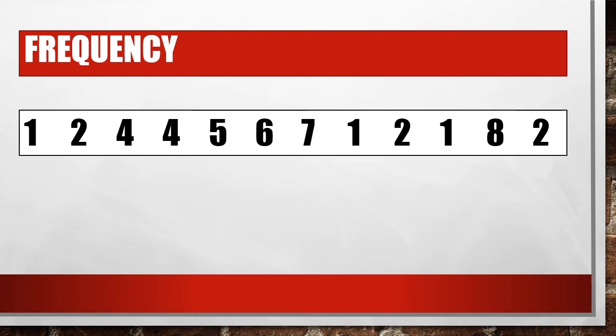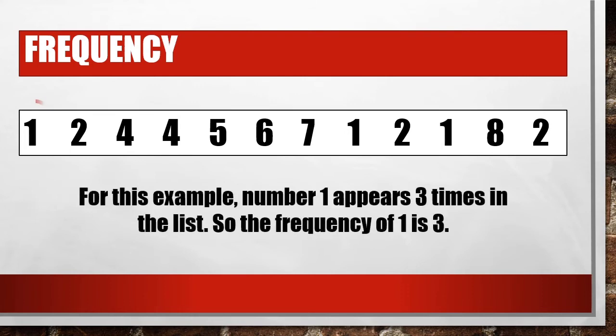To get the frequency of a set of data, let's have this example. Try to look at number 1 in the given data. For this example, number 1 appears 3 times in the list. So, the frequency of 1 is 3.